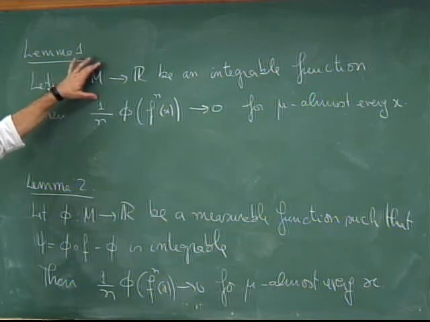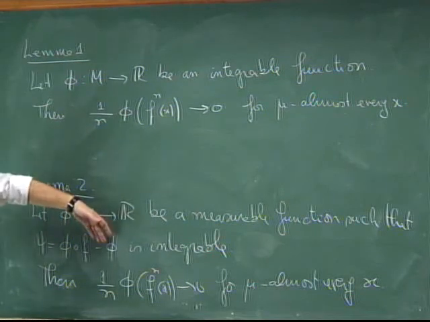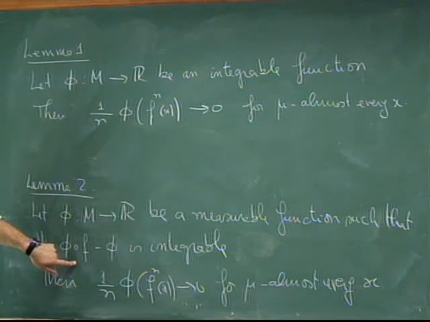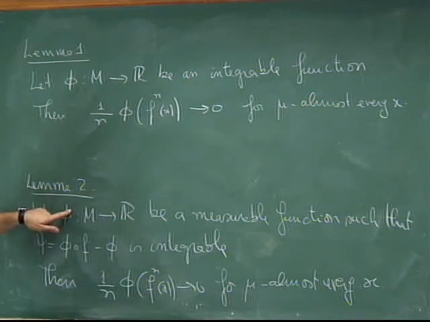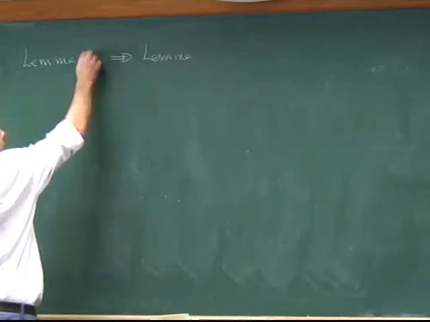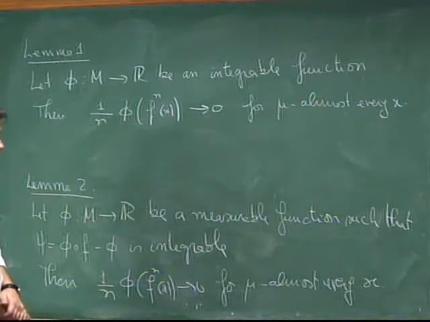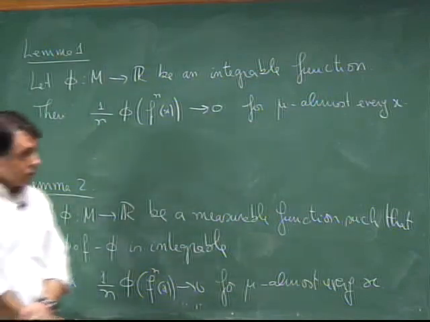If phi is integrable, then phi composed with f is also integrable with the same integral. So the difference is integrable. So this assumption is stronger than this one. If this assumption is stronger, this lemma is stronger. So lemma 2 implies lemma 1. Lemma 1 has a weaker assumption, and so it's a better lemma. So that's the first observation.